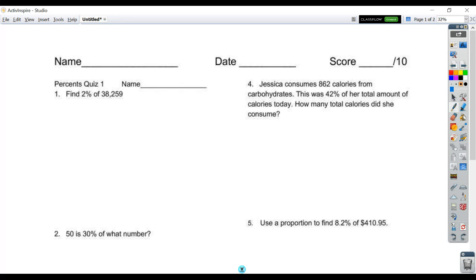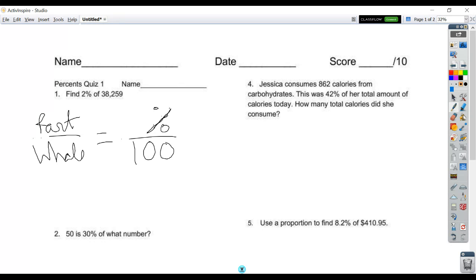If you remember previously, we learned that whenever we have a percent, our basic setup is going to be a fraction bar equals a fraction bar. I'm going to have my percent, then I'm going to have 100, and then I'm going to have my part, and then my whole. So that's my basic setup.